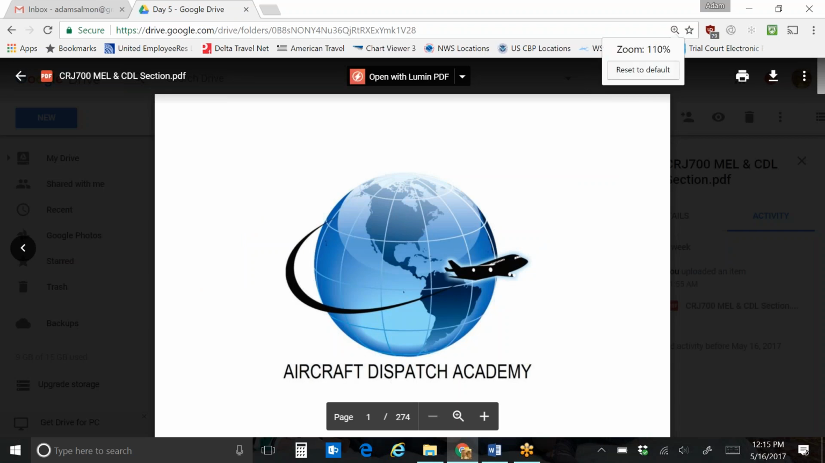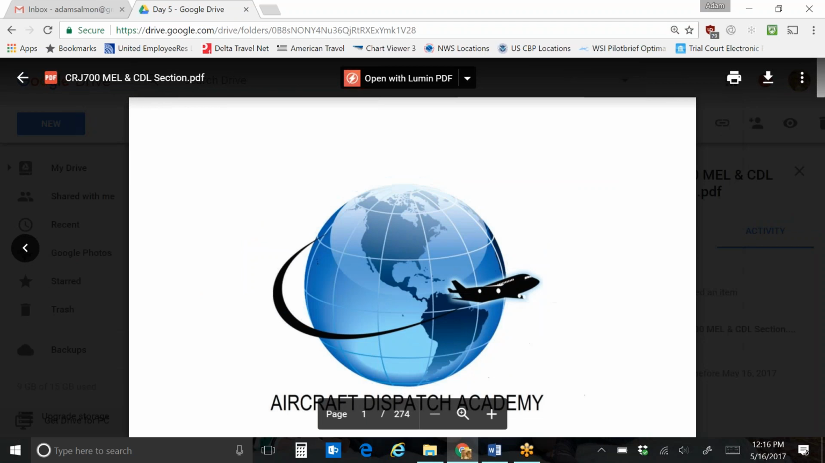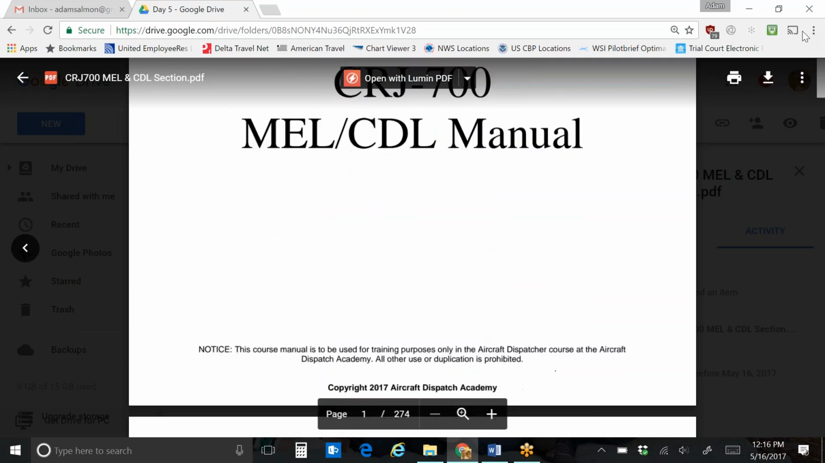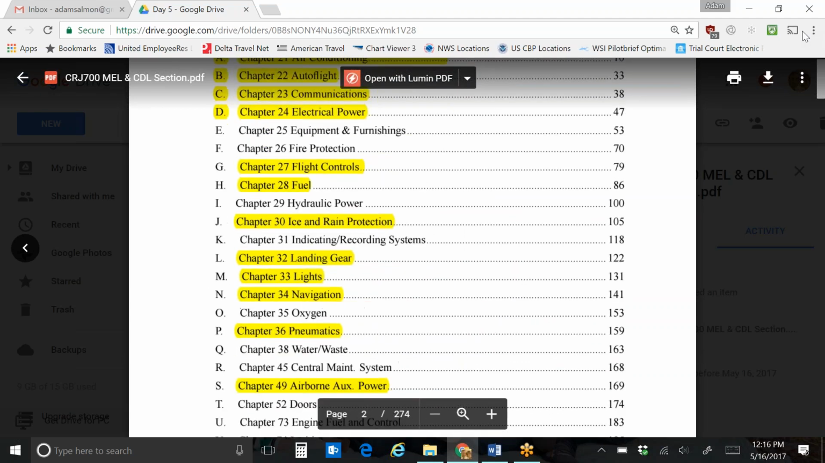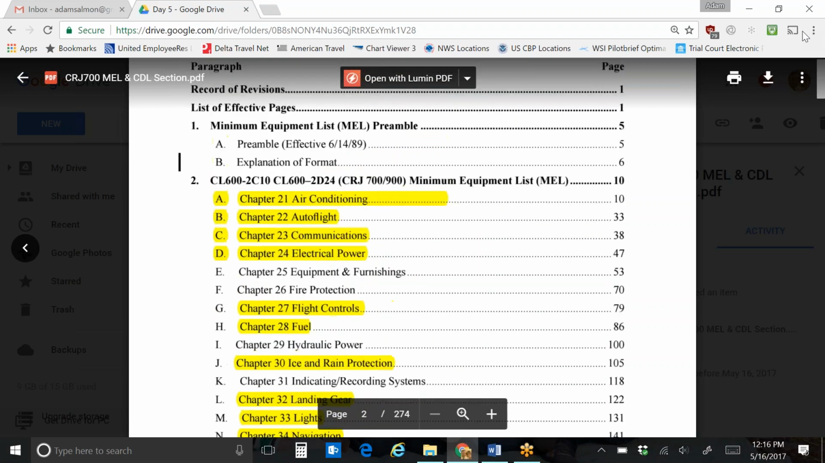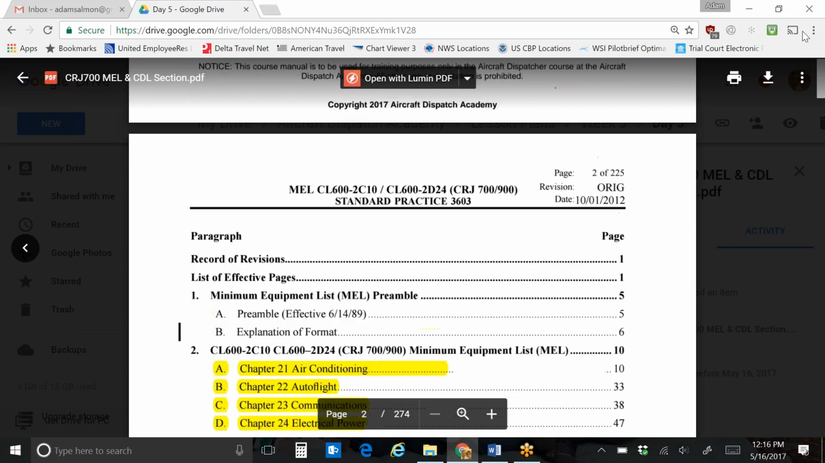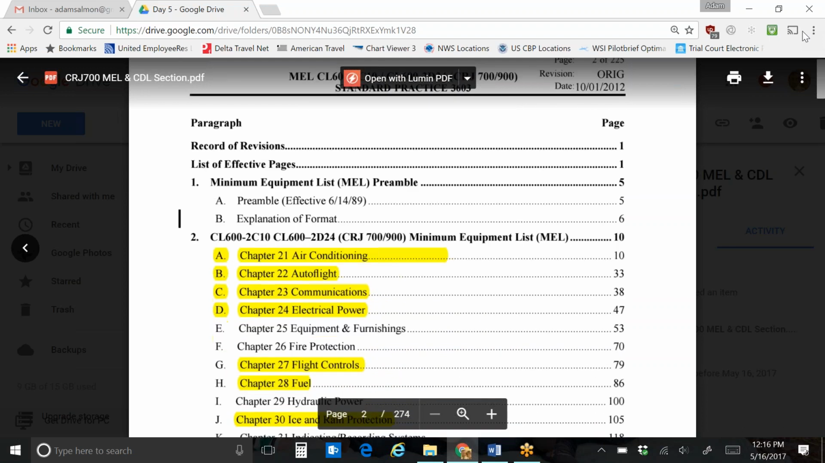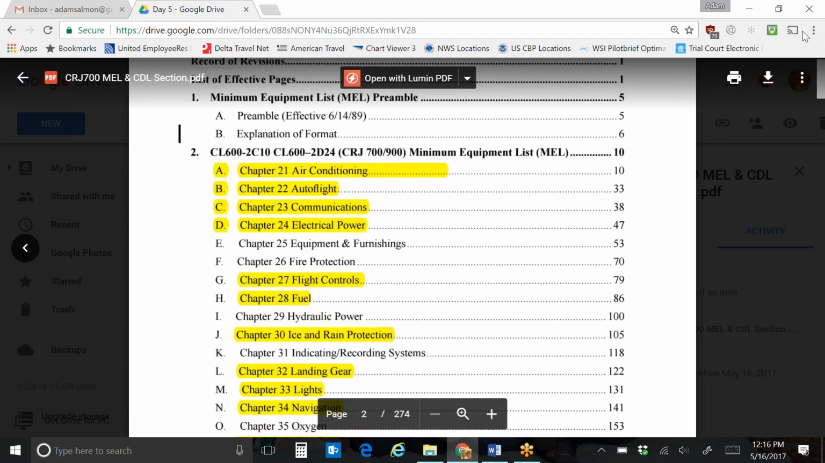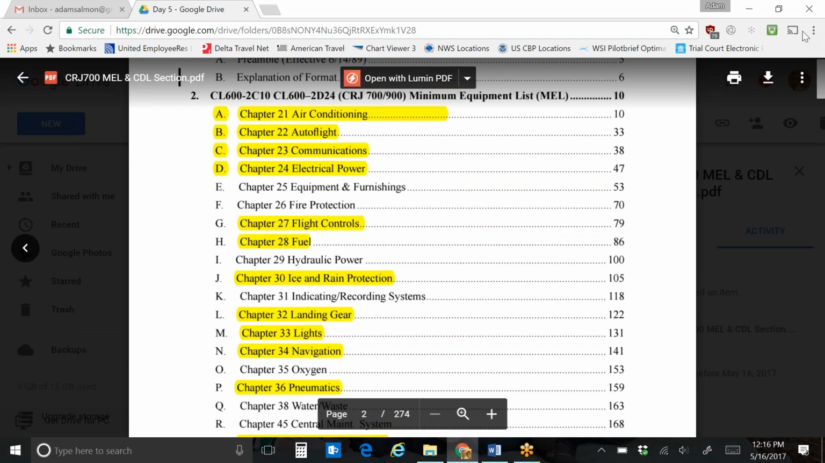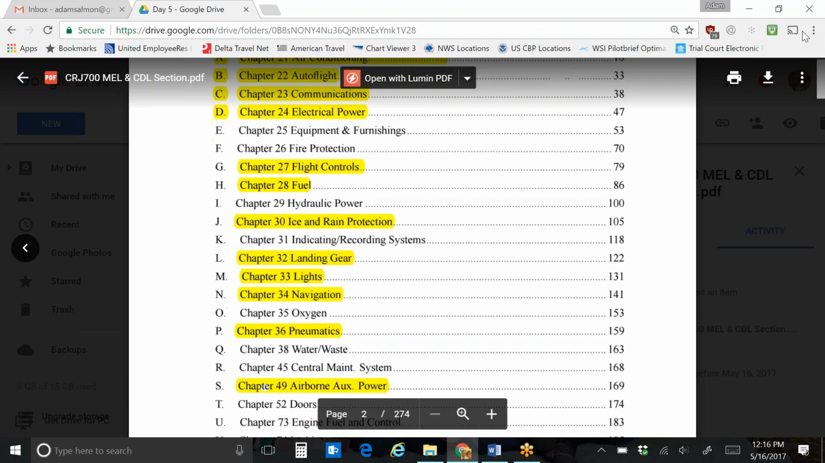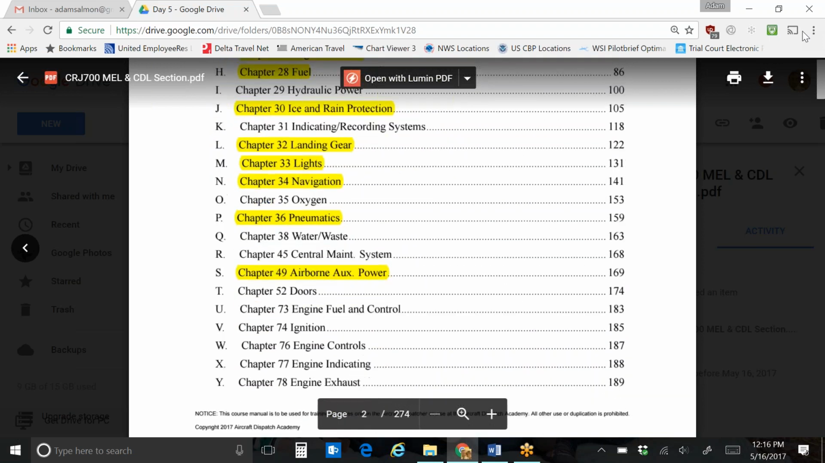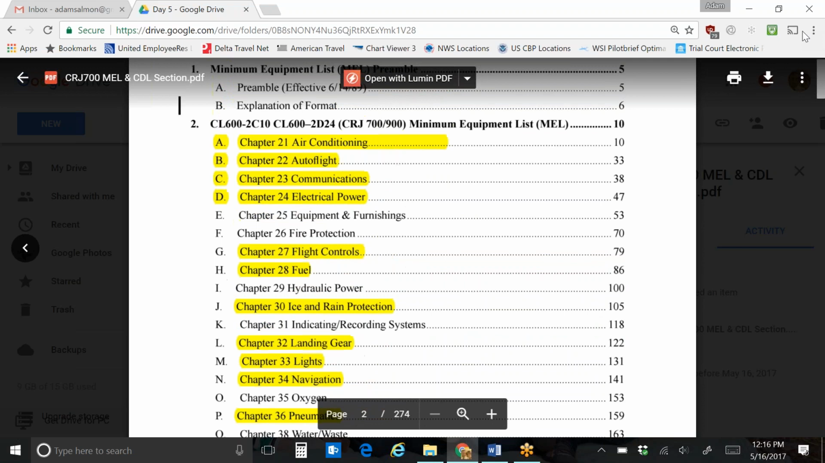So as you can see, it's 274 pages long. Just the front page here. So here is basically your table of contents. As you can see here, I've highlighted the different areas: air conditioning, auto flight, communications, electrical power, flight controls, fuel, ice and rain protection. All of the highlighted things are the chapters that you need to go through.